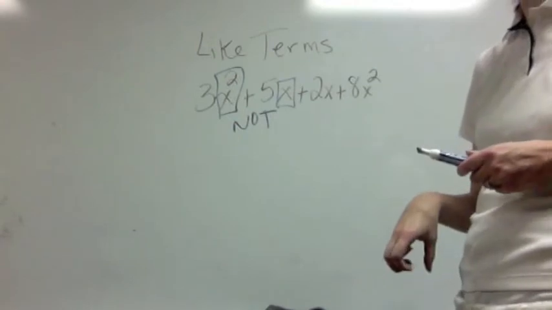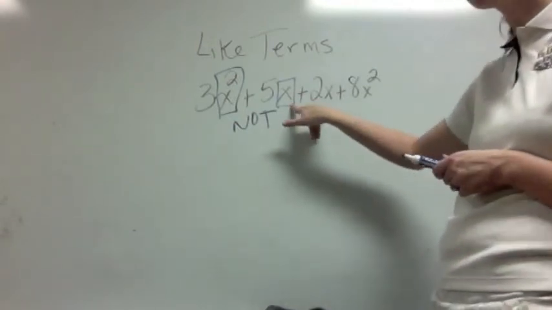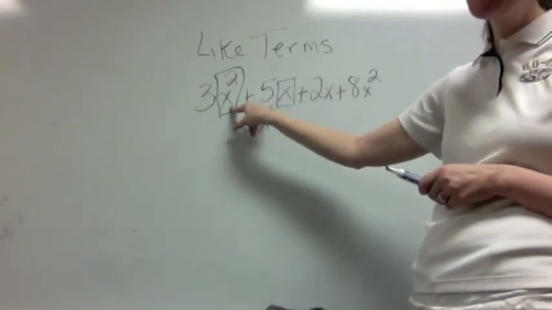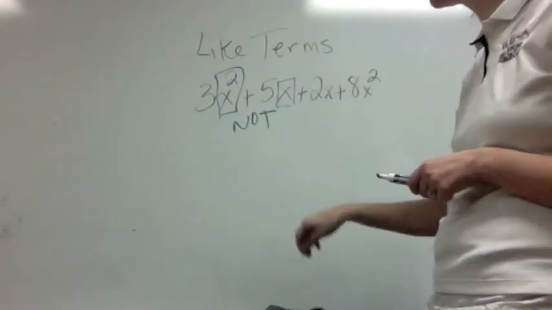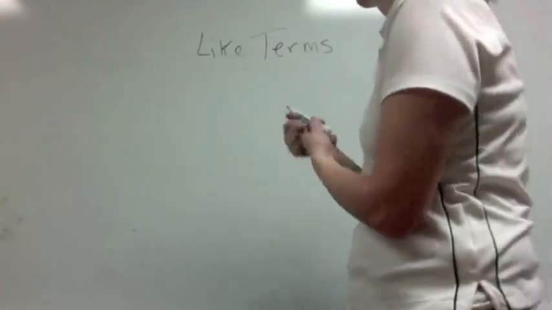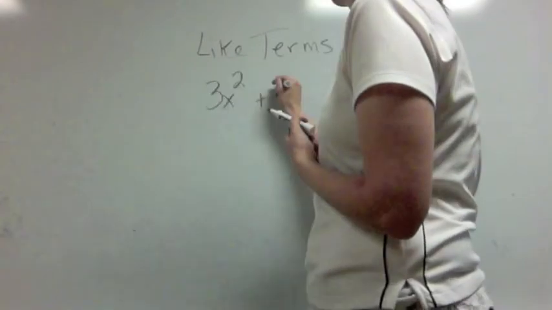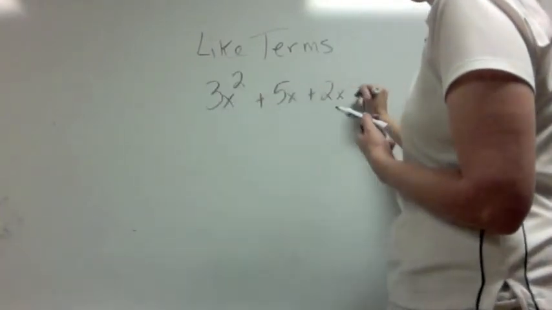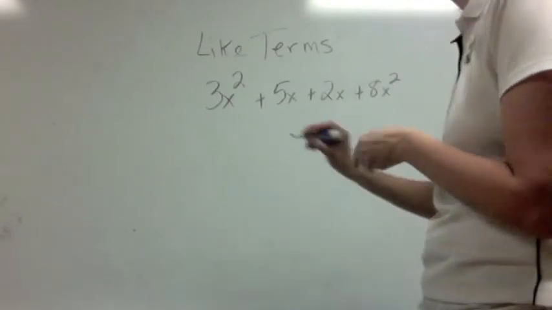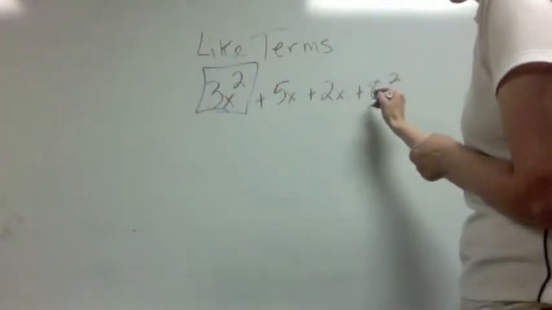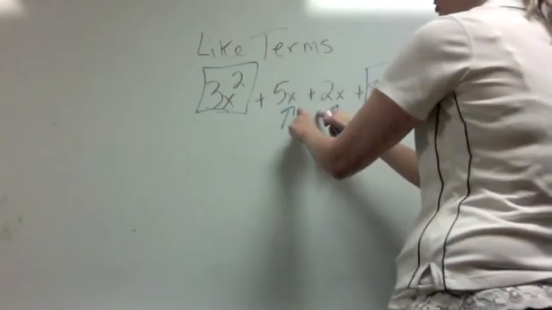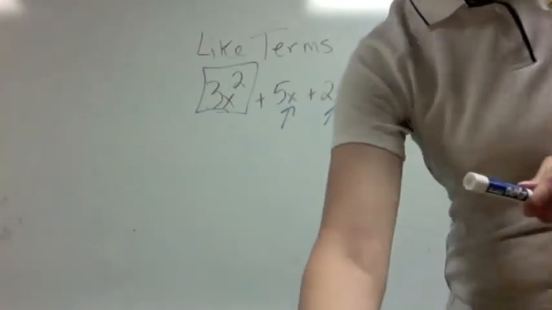One of the ways that I've defined it in the past is you need identical twins for like terms. These are not identical twins. They might be brothers, but they're not identical twins. And so there is that difference there. So if I rewrite this problem, our first set of like terms are the x squareds. And the second set are the x's. So this is one set of like terms. This is a completely different set of like terms.